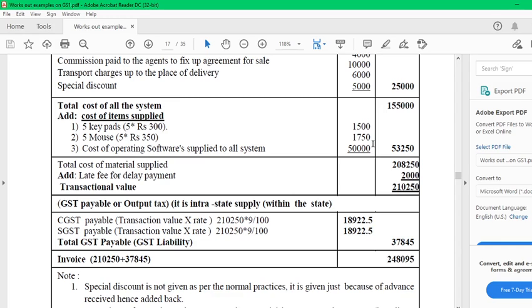Late fee should be added, 2,000. Transaction value 2,10,250. Now it is a GST payable within the state. Therefore, even though different GST rates are there, since it is a principal supply, blended relation, 18% should be taken into account. 18 divided by 9 and 9, that is CGST and SGST: 2,10,250 into 9 by 100 comes to 18,922.50 each. Accordingly, total invoice price 2,48,095.